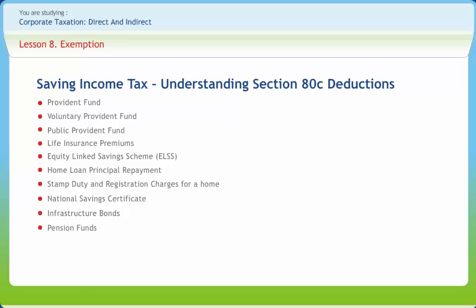Pension funds. Section 80CCC. This section, Section 80CCC, stipulates that an investment in pension funds is eligible for deduction from your income. Section 80CCC investment limit is clubbed with the limit of Section 80C. It means that the total deduction available for 80CCC and 80C is Rs 1 lakh.